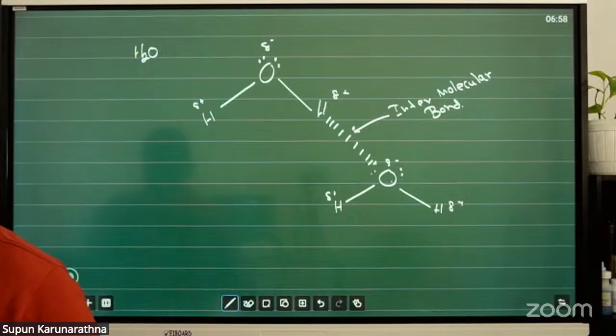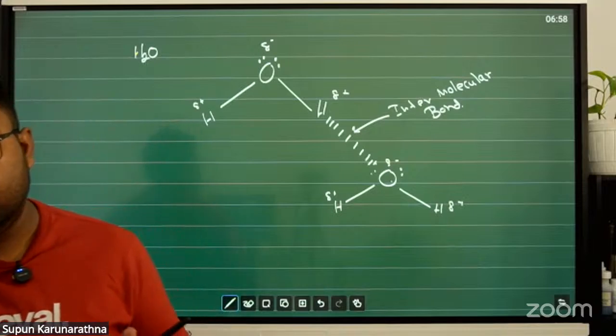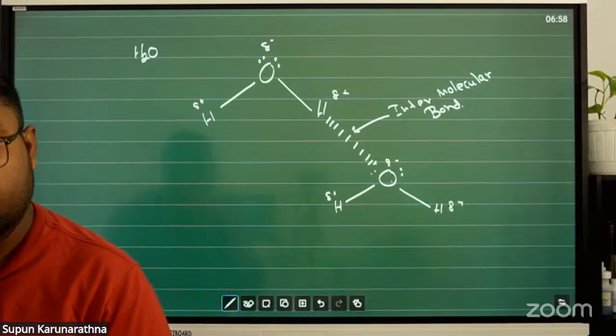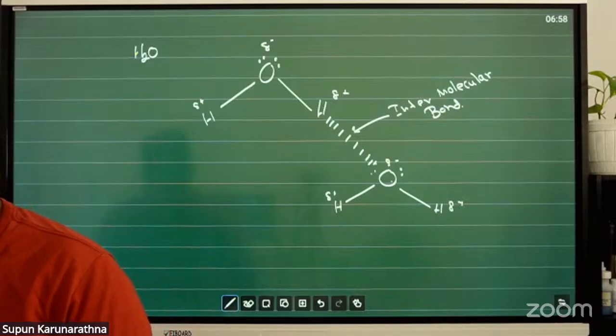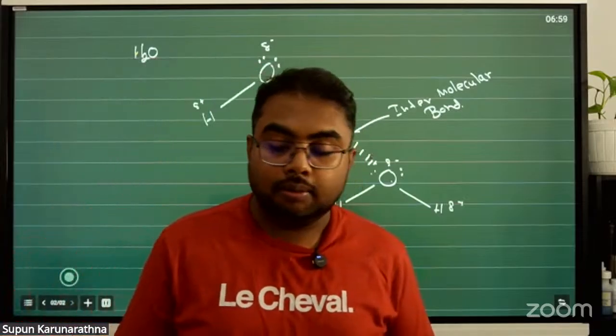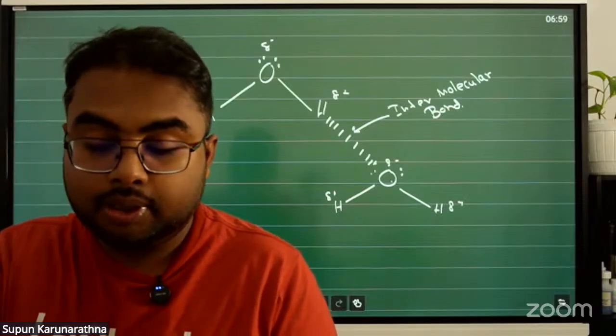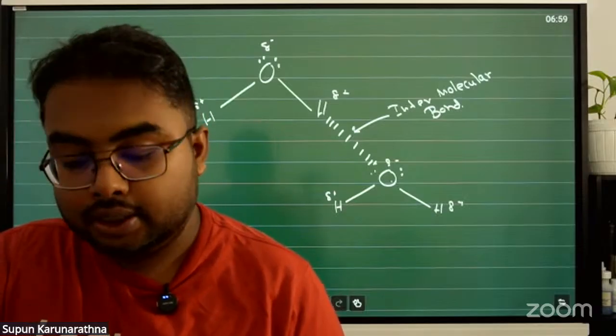So due to these intermolecular bonds, what are the important features of water? Water has a high boiling point, high specific heat capacity, and high density. Those are the properties that water has. So the answer should be for question number 36.